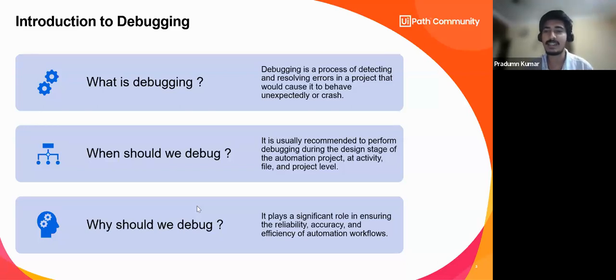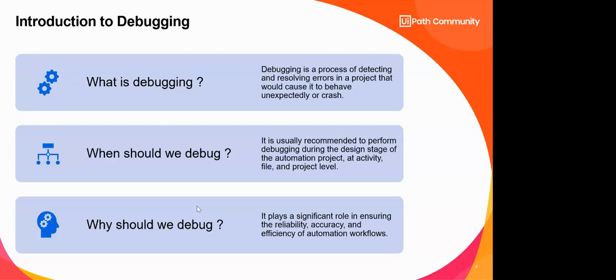So debugging is a process of detecting and resolving errors, and the debugging elements which are provided as features by UiPath will help you do that. Okay, and why should we debug? We understood what is debugging, basically finding out errors and helping us with error resolution. But why really should we debug? Is there anything else apart from just having a running code?